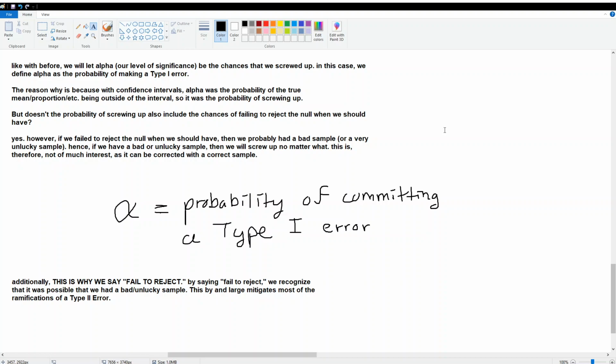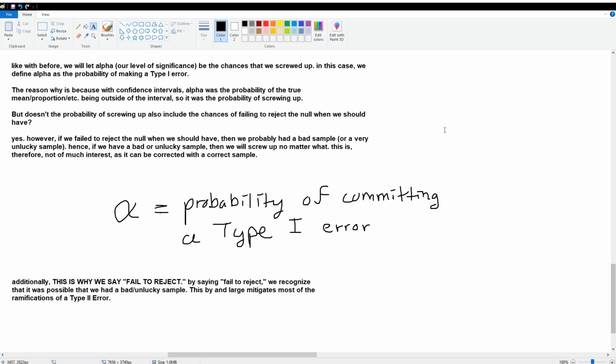Now, on the other hand, what happens if we fail to reject when we should have? Well, like before, we get a very bad sample. But if we have a really bad sample, we were going to screw up no matter what. In Wisconsin in 2016, some people said Trump was going to win Wisconsin by 10. That was wrong. Everyone's wrong because the data screwed up. And so in this case, all we have to do is to correct our sample.